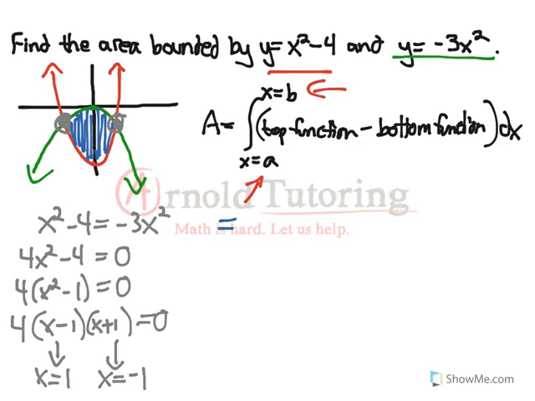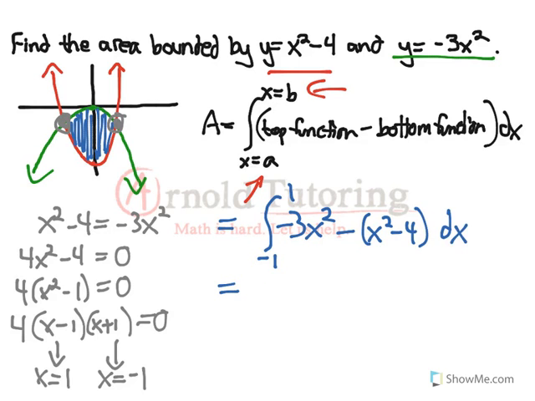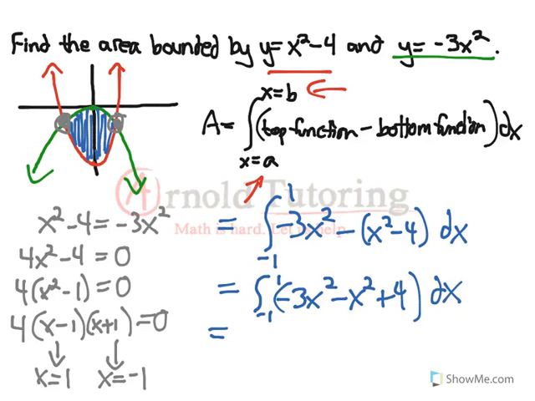So let's go ahead and solve. It's the integral from negative 1 to 1 of the top function, the green one, so negative 3x squared, minus the bottom function, which is x squared minus 4, dx. Great, so now let's just simplify this. Integral from negative 1 to 1 of negative 3x squared minus x squared plus 4. Don't forget to run your negative sign through there. Dx equals the integral from negative 1 to 1 of negative 4x squared plus 4 dx.